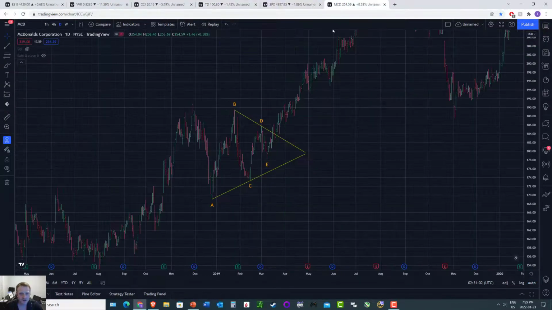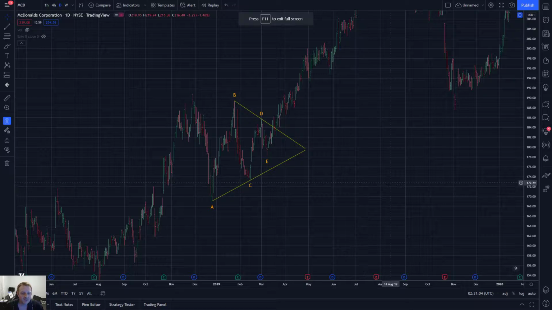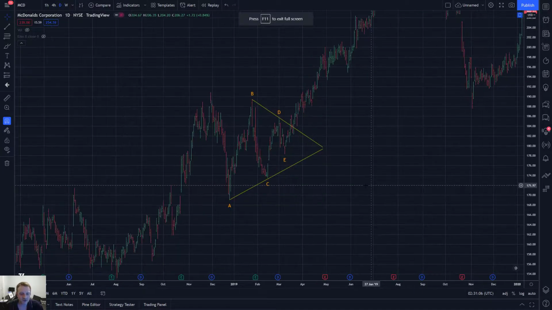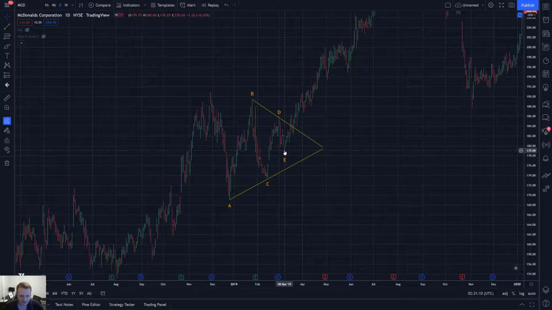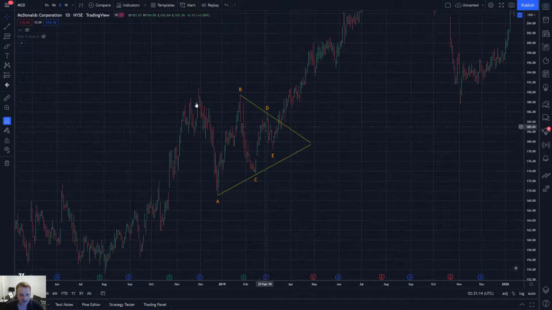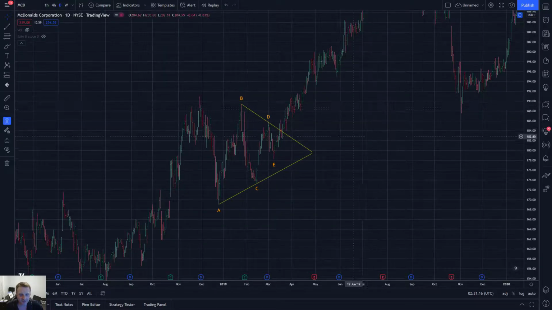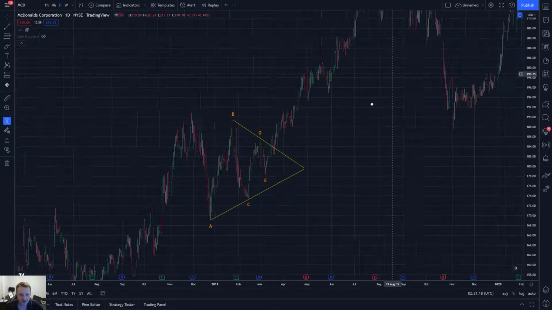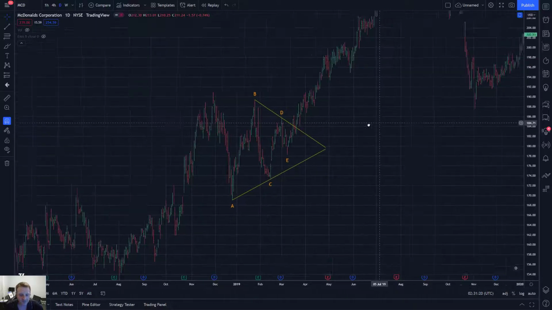What else? Oh, another example here. This is pretty good. So here's a nice triangle I recall identifying and trading in March of 2019. Now you might say, oh yeah, it looks great, but it's easy to identify after it already happened and you got the big move up and all that.